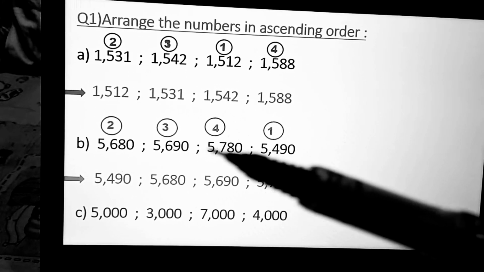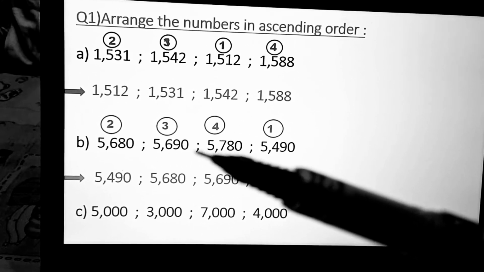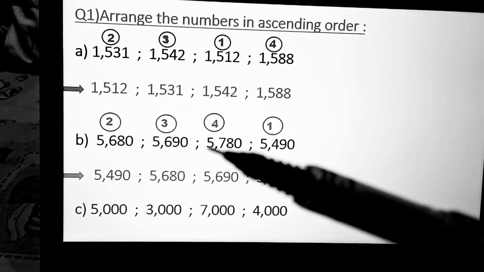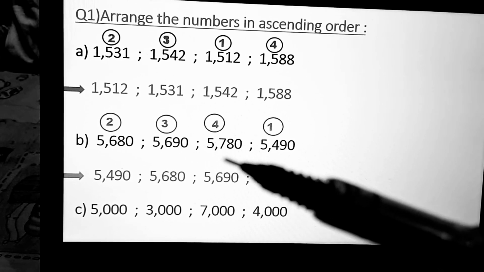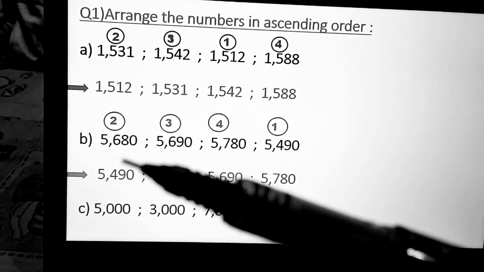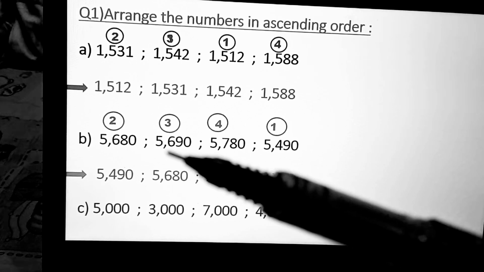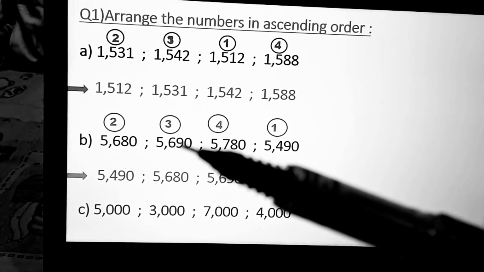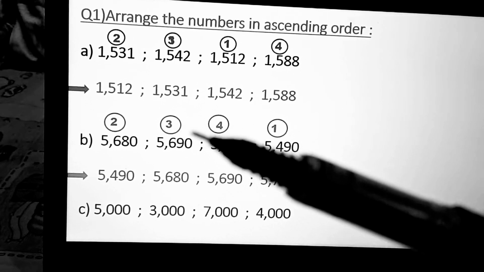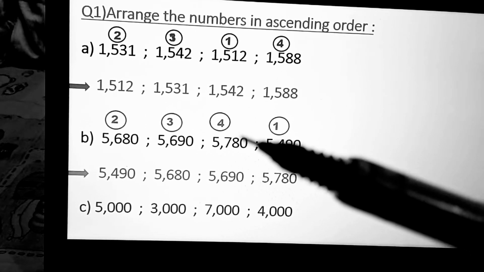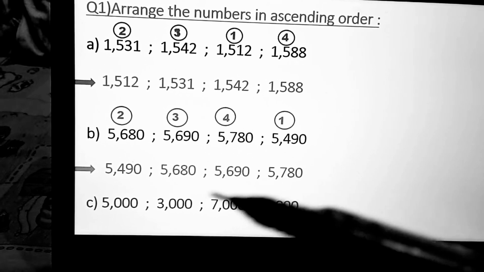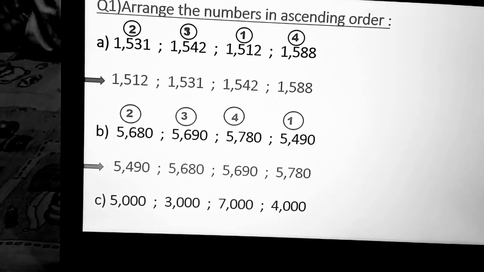Now among these three, you have to get the next number. Okay, next smallest one. So again you compare 5, 5, 5. Same. 6, 6, 7. Which is smallest? Okay, any one of these two, no? Now here the third digit is 8. Third digit is 9. So which is the smallest? 8. So you write this number in the second position and this number at the third position, and here this number is left, so we write it at last. Okay, so we are arranging from smallest to greatest.